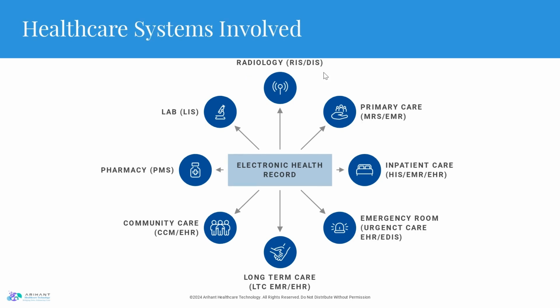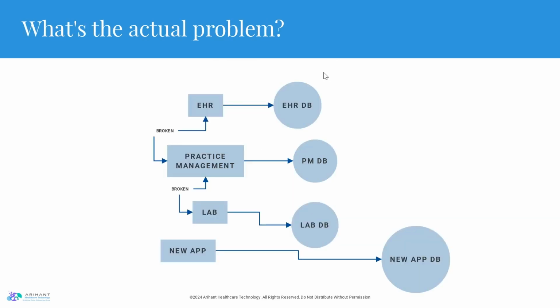So all these teams, what are the different systems they are using? The lab system is the laboratory information system. Radiology is the radiology information system. Pharmacy is the pharmacy management system. The electronic health record or electronic medical record is used in multiple places: primary care, inpatient care, emergency room, community care, and long-term care, based on their requirement. And each of their EHR providers might be the same or might be different, based on how they onboarded their system and at what time they onboarded the system.